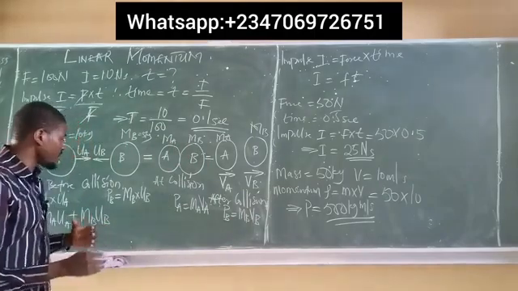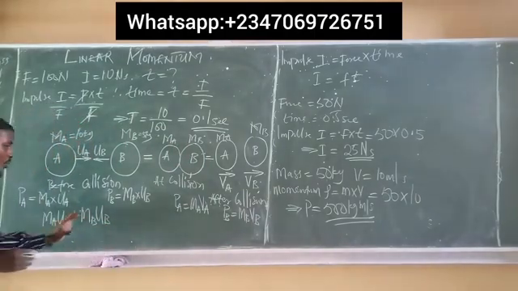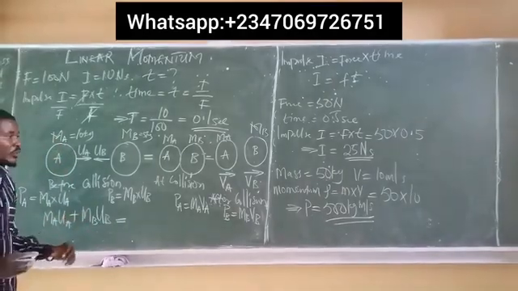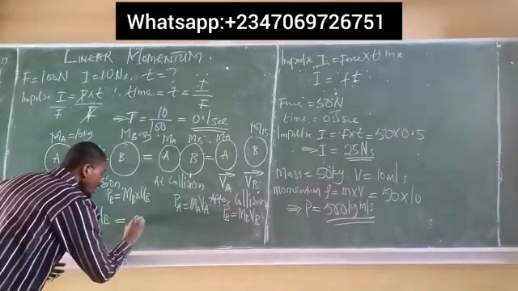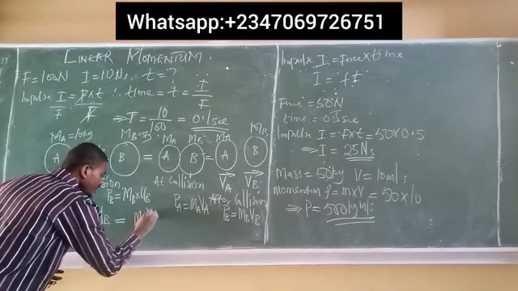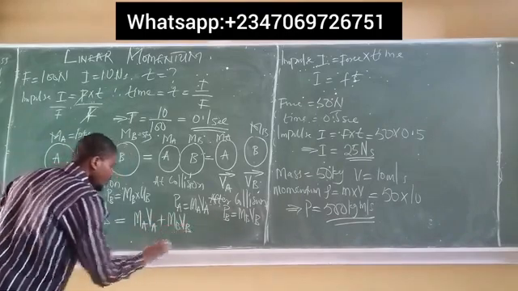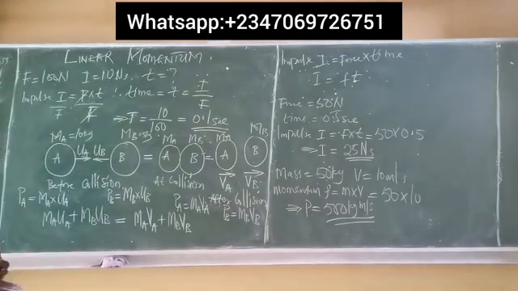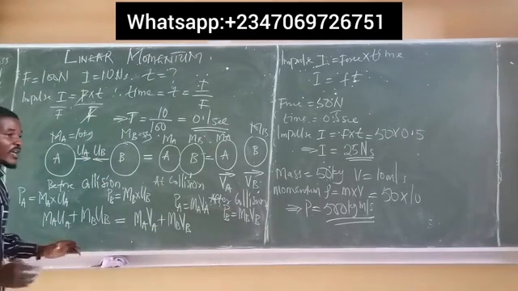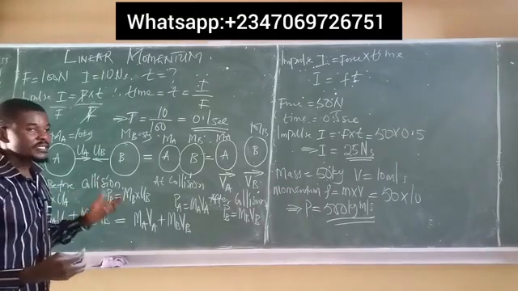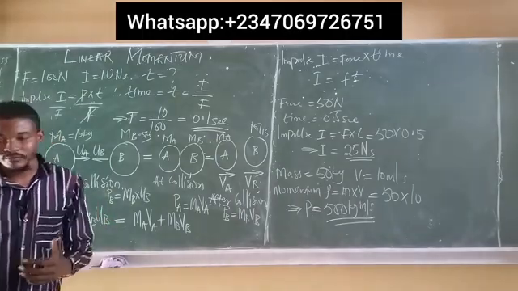So the law is simply saying that the total momentum before collision is equal to the total momentum after collision. After collision, you have ma Va plus mb Vb. So this gives you the principle of conservation of linear momentum. With this idea, you can solve any problem in linear momentum. Let's take an example, then we can do our past question review.